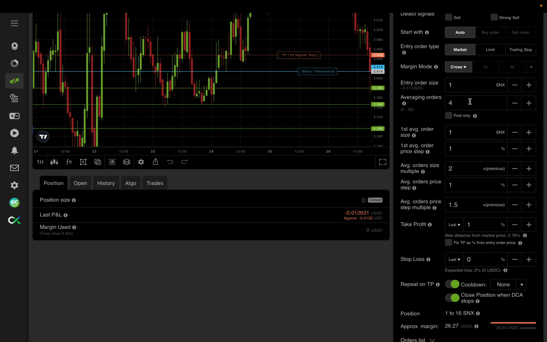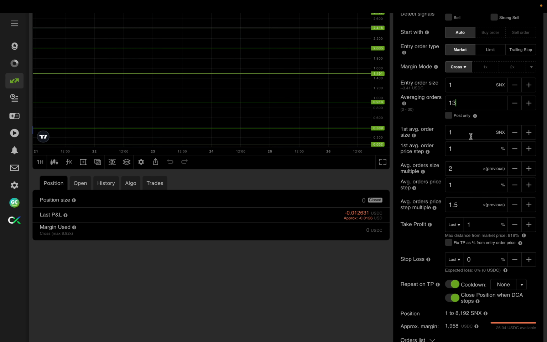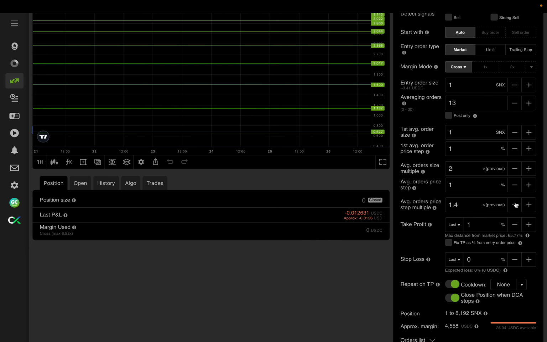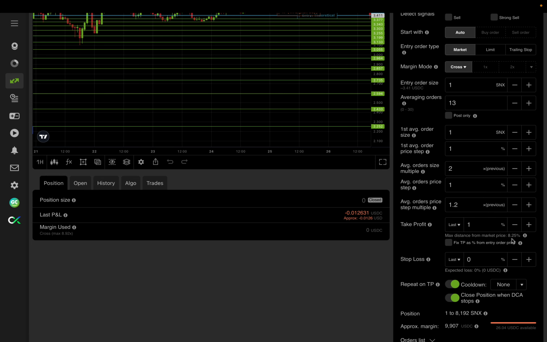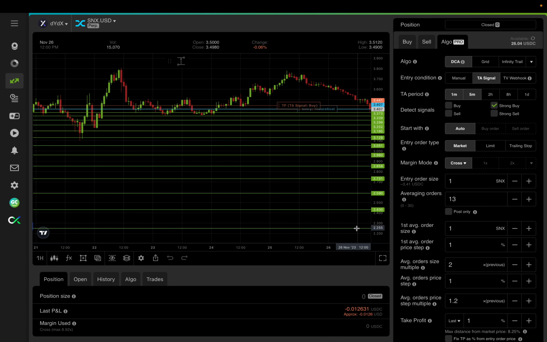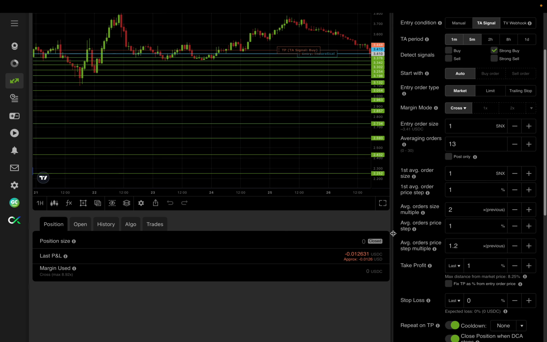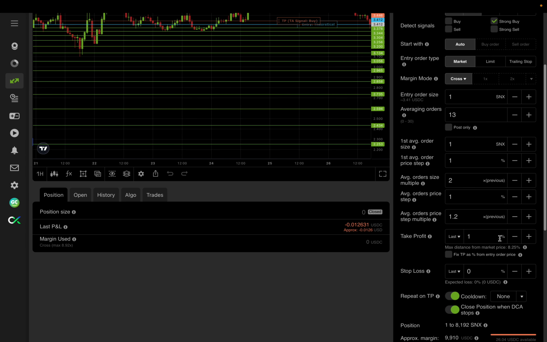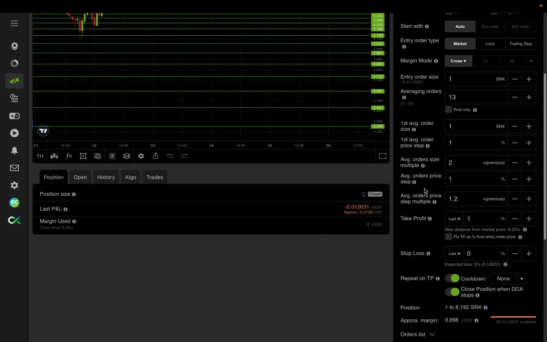So be aware, if you're adding a lot of average orders and, let's say, the price multiple is at 1.2, right? If your price reaches here and this average order executes, the price will need to bounce by 8% for your take profit to be hit. So again, when you play with the parameters, just look at this number and understand how it is affected. Obviously, you want this number to be as low as possible.